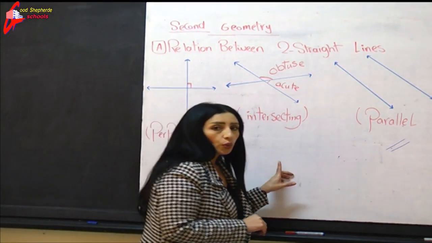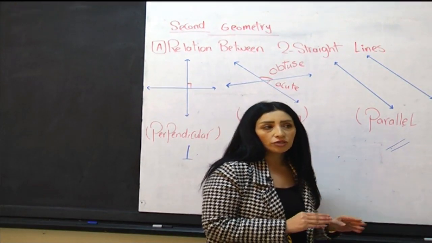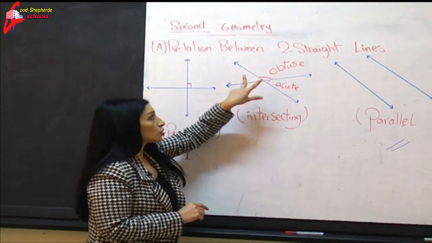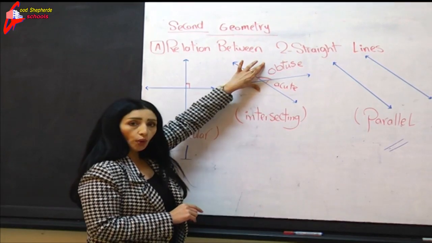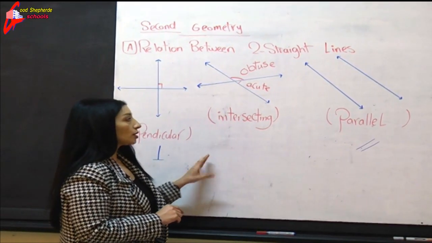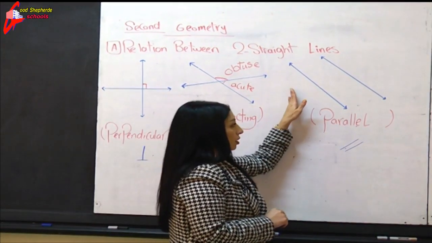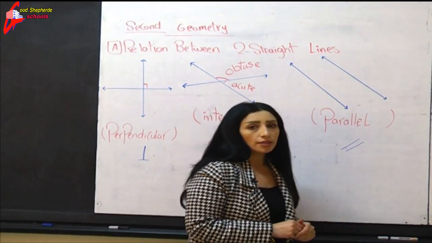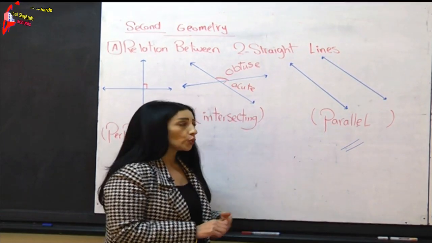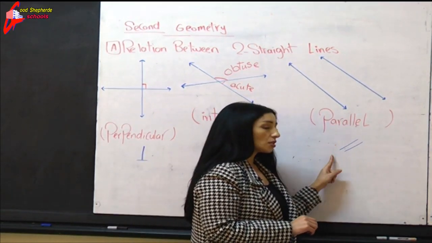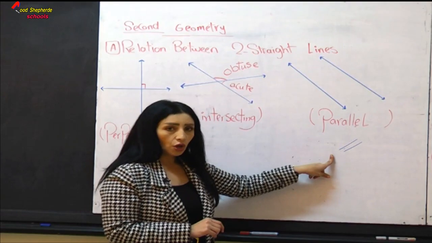The second one, when two straight lines intersect in one point and make 2 acute angles and 2 obtuse angles, we can call it intersecting. We can call it what? Intersecting. The last one, when two straight lines never intersect each other, we can call it parallel. And this sign is the parallel sign.